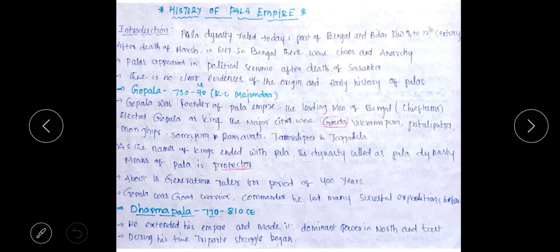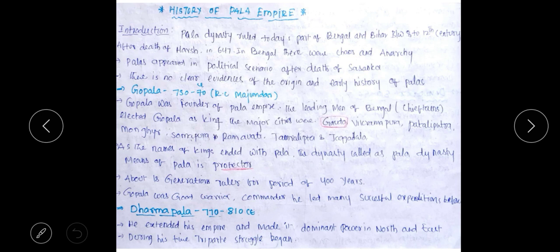And we see that there are no proper evidences of how these Palas originated, and we also do not have proper history regarding the origin of the Palas. So with this background, we now enter into the political history of the Pala Empire. The first ruler is Gopala. Gopala is said to be the founder of the Pala Empire.